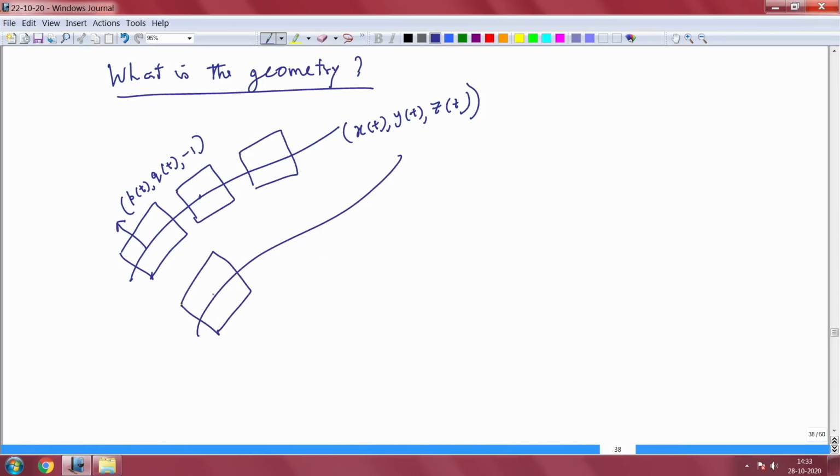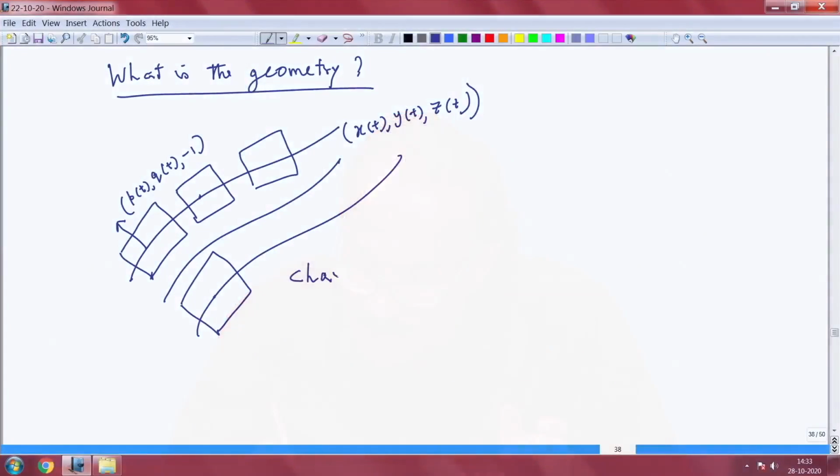So, you have to do that for every curve, but then to solve that you need 5 initial conditions, and you are given only 3 initial conditions. So, you have to create 2 more initial conditions, and these are called characteristic strips.